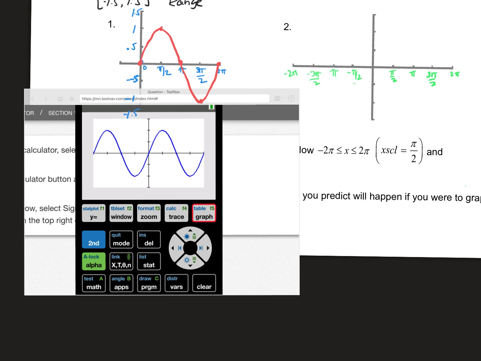Still going to graph the y values the same. That didn't change. So this is 0.5, 1, and this is 1.5. Down here we have negative 0.5, negative 1, negative 1.5.